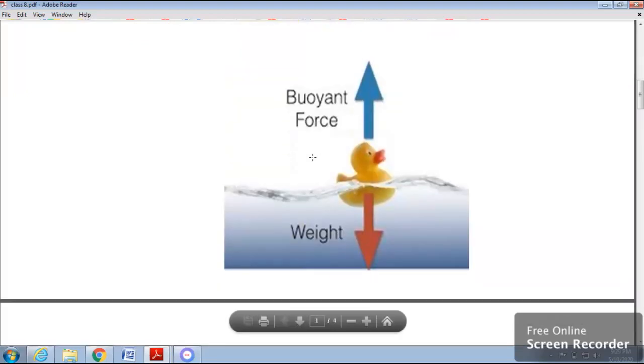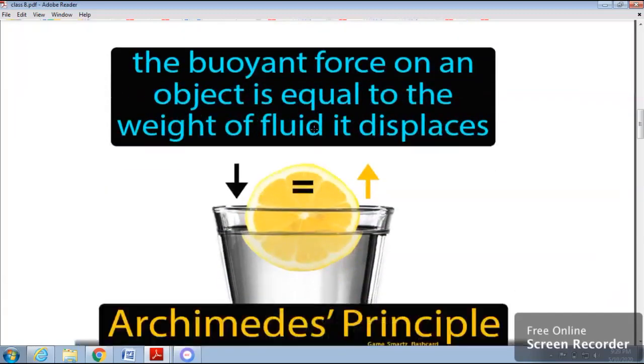It is also called buoyant force or upthrust. Its direction is just opposite to the direction of the weight. The buoyant force of an object is equal to the weight of the fluid it displaces. As you can see, this black arrow indicates the weight of this object, and the yellow arrow indicates the upward force, that is upthrust or buoyant force. Both forces are equal in magnitude but opposite in direction.